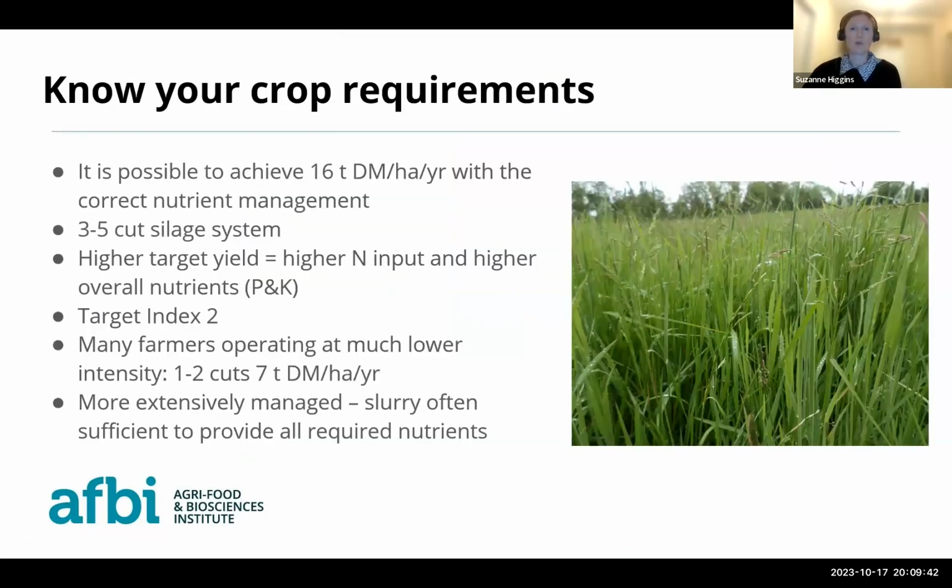Okay, so it's also important to know your crop requirements. So it's possible in Northern Ireland to achieve a yield of 16 tonne of dry matter per hectare per year with the correct nutrient management. So this would be the more intensive farmers who maybe have a 3 to 5 cut silage system. And these farmers would be targeting that higher yield, so they would be applying more nitrogen and then more nutrient overall, so more P and K overall. So the more grass you grow, the more nutrient you can apply. So the target index for your soils would be an index 2 for all of your nutrients. But across Northern Ireland, there's many farmers operating a much lower intensity.